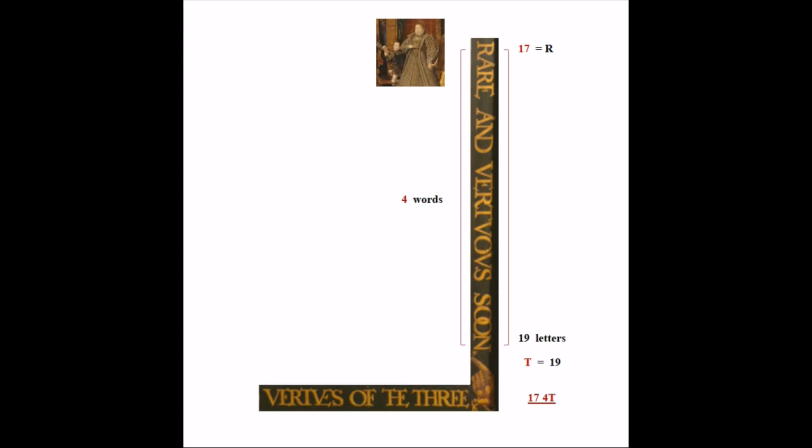Okay, so on the frame we get 4 examples of 1740. There's the one beginning with the R in the word rare. R is equal to 17. There are 4 words and 19 letters. 19 is equal to T. 17 for T.